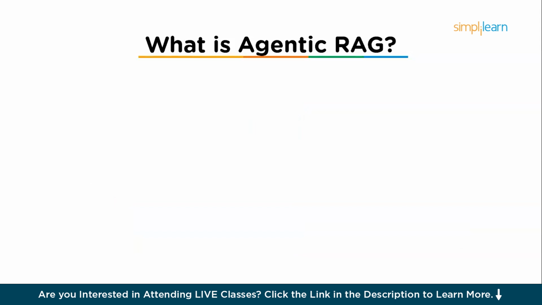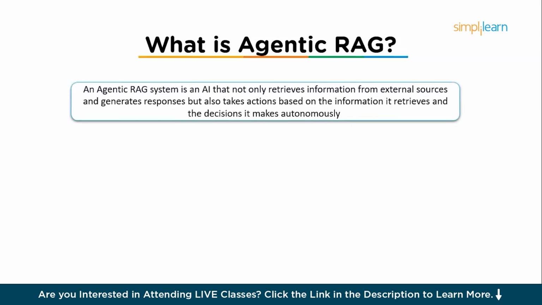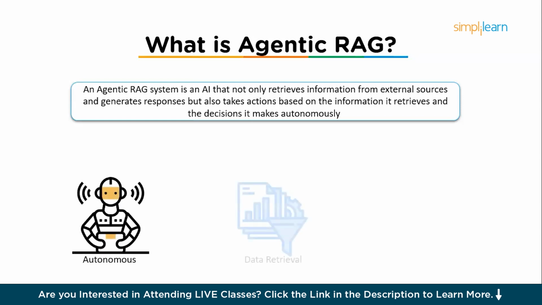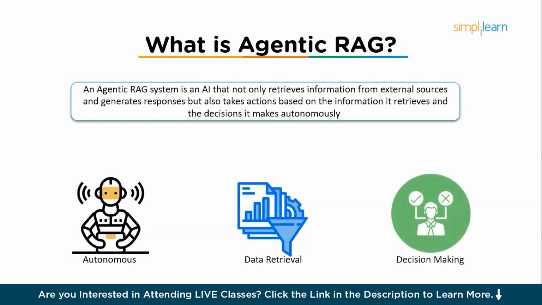Now let us understand what is Agentic RAG. Now we bring together the concepts of agentic behavior and RAG. An agentic RAG system is an AI that not only retrieves information from external sources and generates responses, but also takes actions based on the information it retrieves and the decisions it makes autonomously. These systems can go beyond simply answering queries. They can perform tasks, trigger events, and even act on the retrieved data. Agentic RAG systems are designed to be more autonomous, leveraging the full potential of both data retrieval and decision making.